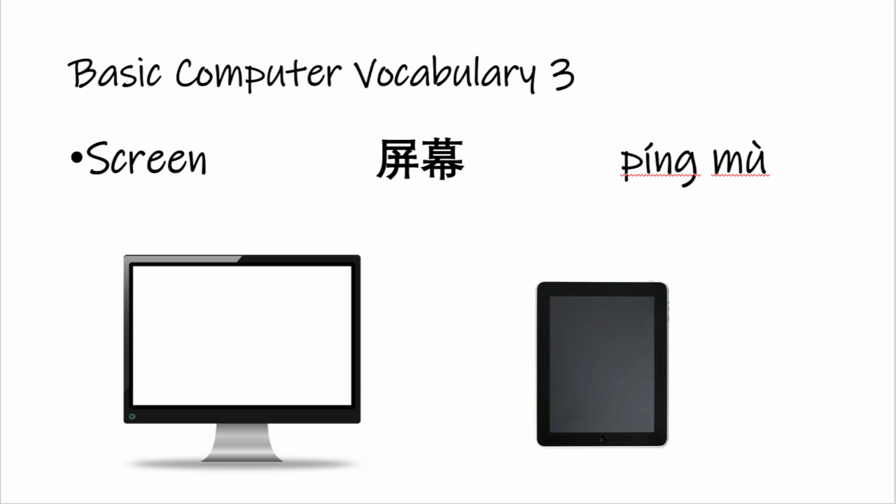The next thing is screen. A screen is 屏幕. 屏 is basically the screen. 幕 is basically the screen that we see in the theater. So 屏幕 is basically like a movie theater. Well, it kind of looks like it, right?